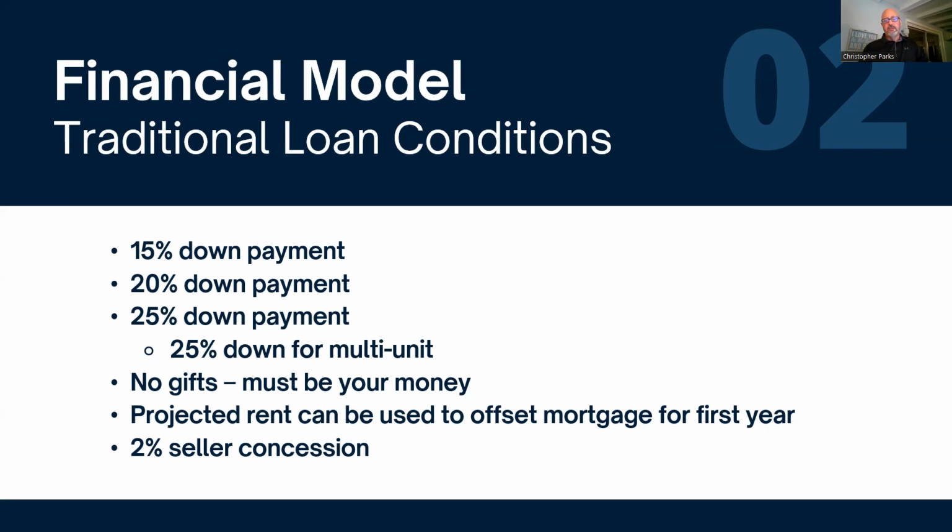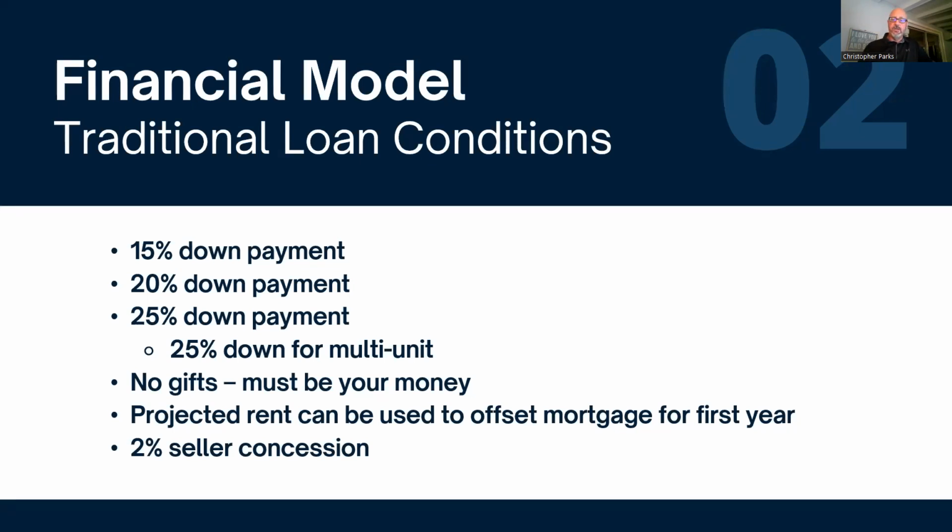Now, one of the idiosyncrasies with this is that you can't use gifts. You can't get any gifts. So if your wife or your husband has the money in their account, or your dad or your mom are planning on giving you some money towards this, they literally can't give you the money unless they're going to be on the loan with you. So you really have to be able to support the whole thing by yourself.